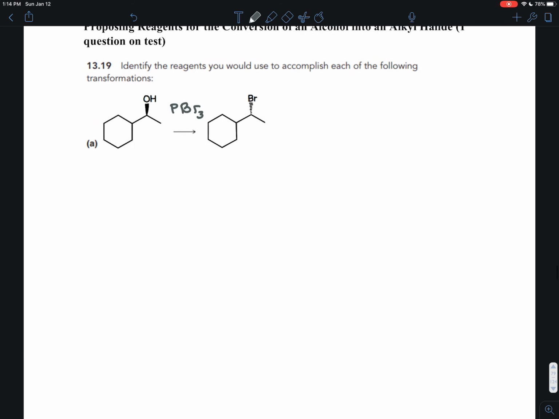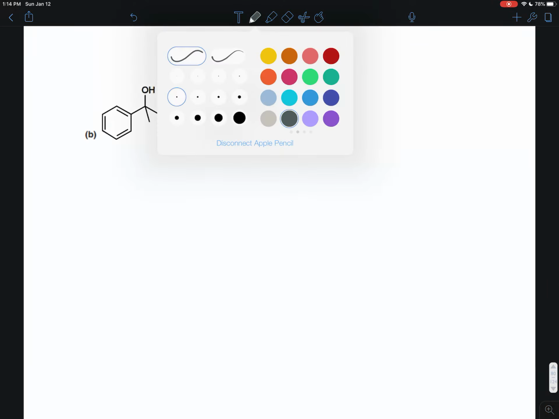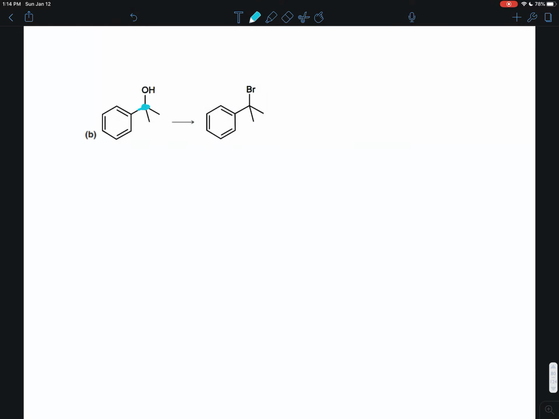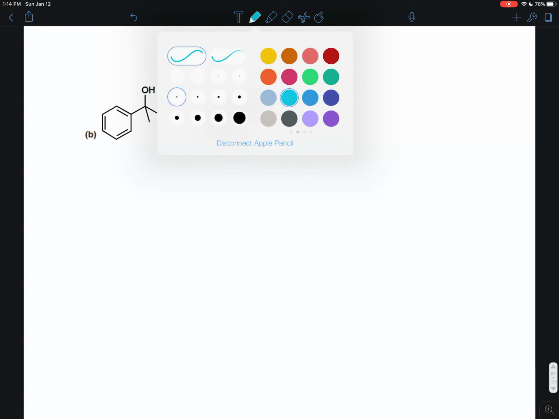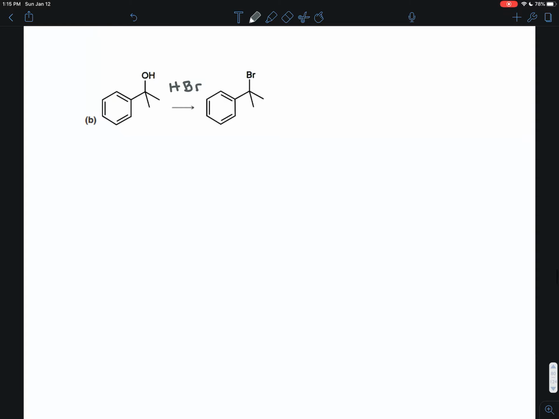And notice they're not asking for the mechanism here. They just want the sort of recipe. Okay, here. Look at the carbon that has the OH on it. This one here. It's bonded to 1, 2, 3 other carbons. That means it's tertiary. That means that this is going to be an SN1 reaction. How do you replace an OH with a Br in an SN1 reaction? HBr. Right? The OH steals the H from the HBr, turns into a good leaving group. It leaves, you have a trigonal planar intermediate, the bromine swoops in and attacks.